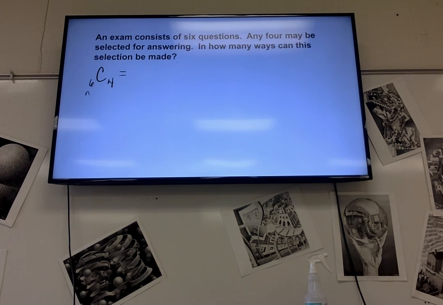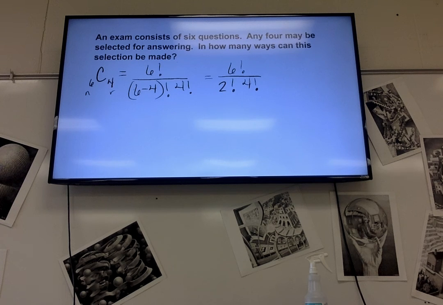So that's your N and your R. So this is 6 factorial over 6 minus 4, that's N minus R factorial. And then because it's a combination, it has another 4 factorial there. So that's 6 factorial over 6 minus 4, which is 2 factorial. And then we still have the 4 factorial.